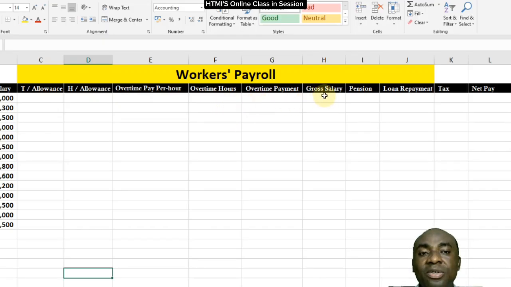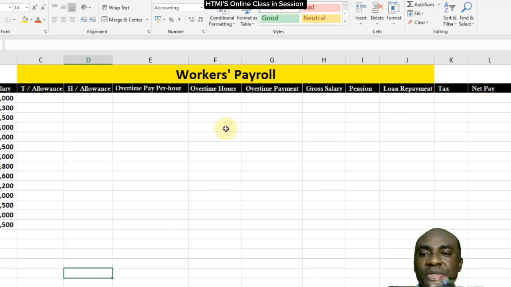Then we're going to get the gross payment, which will be the addition of the basic salary plus the transport allowance, housing allowance, and the overtime payment. That gives us the gross salary, everything put together before you subtract things like the pension, loan repayment if a worker has a loan repayment to do, then the monthly tax, and that is what will lead us to the net payment. The net payment is what each worker will take home.